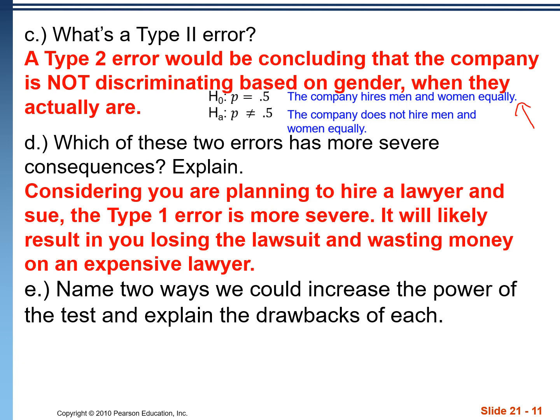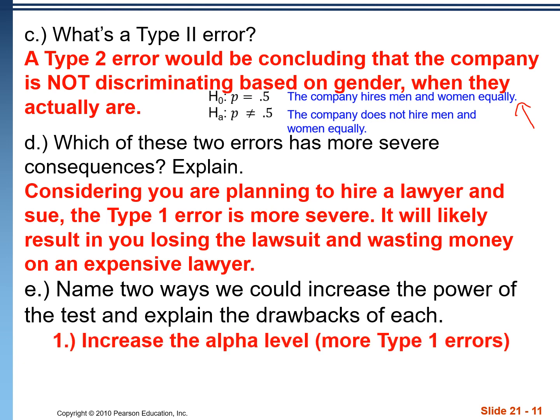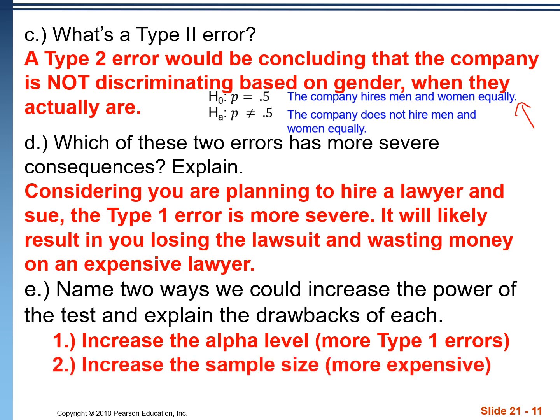Last part, name two ways we could increase the power of the test and explain the drawbacks of each. So first way we could increase the power is by increasing the alpha. So if we used a 10% alpha instead of a 5% alpha, we're going to reject more null hypotheses just in general. If we reject more null hypotheses, we're going to reject more false null hypotheses just by a matter of chance. Okay, now as we increase alpha, that's going to increase type 1 errors. That's the drawback. The other way we can increase the power is by increasing the sample size. Of course, this is going to be more expensive.